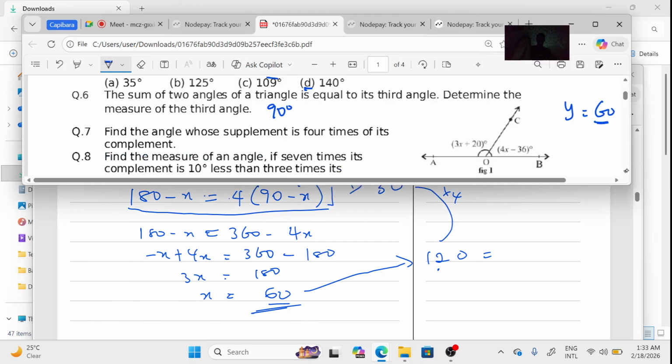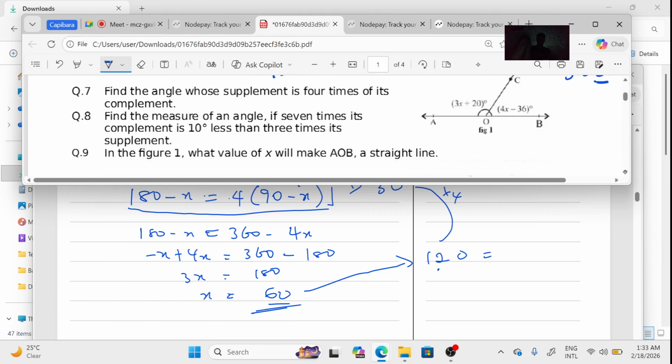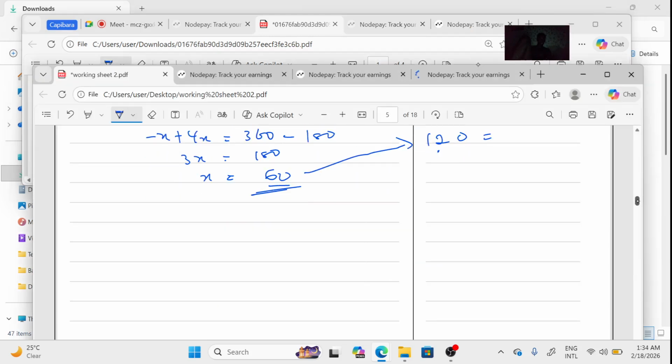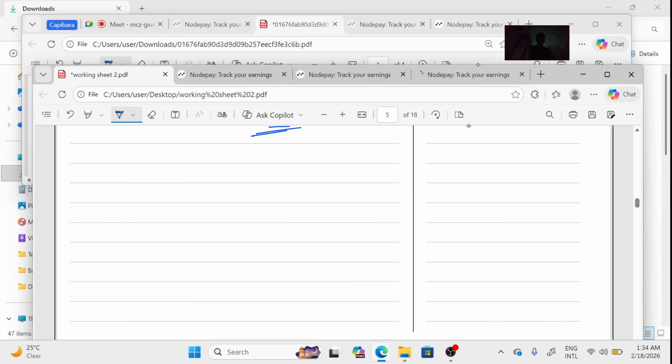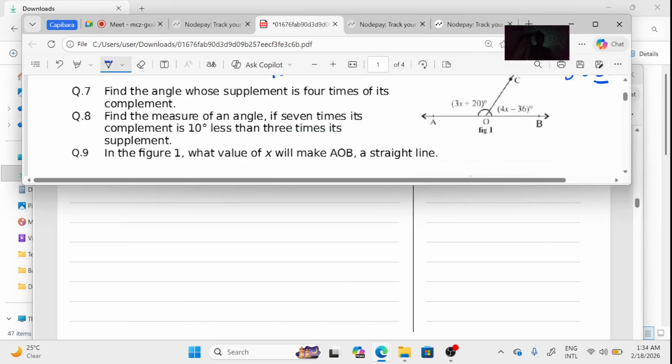Maybe we can do number 10, although that's much of my time. We're done with question 7, and now question 8. Find the measure of an angle if 7 times its complement is 10 less than 3 times its supplement. Oh my God. These people, no worry. But actually, their English is not hard. Their English is straightforward. We're just the one that has to know what they mean.